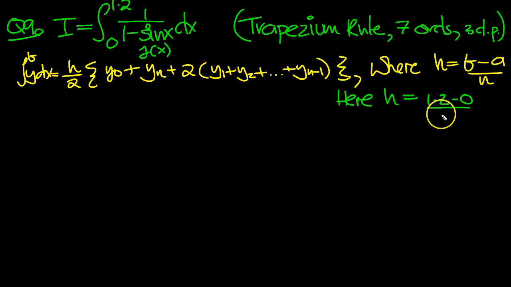Well, there's 7 ordinates, so there's 6 intervals. So that works out at 0.2, doesn't it? So there's our interval distance.